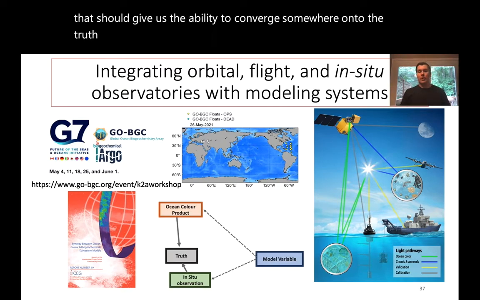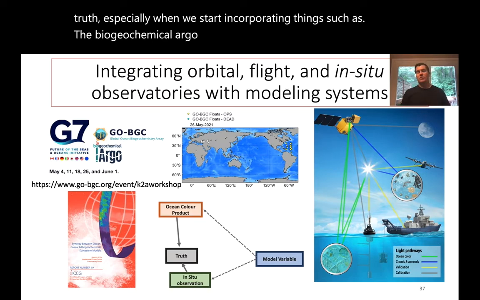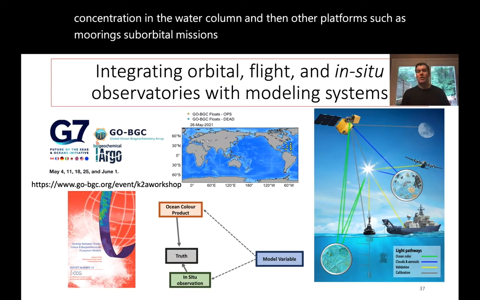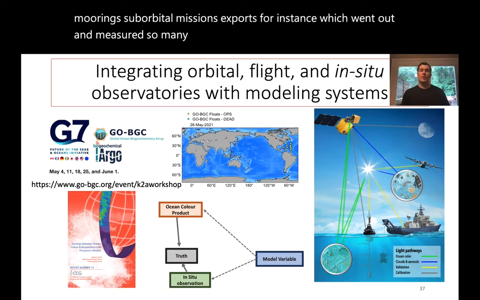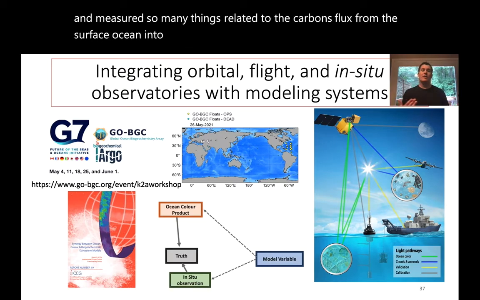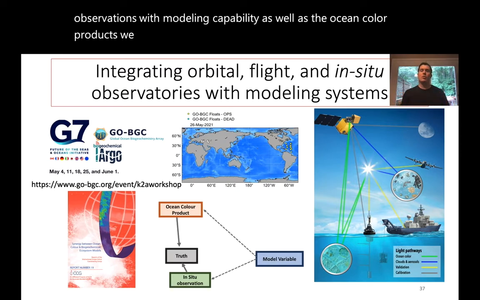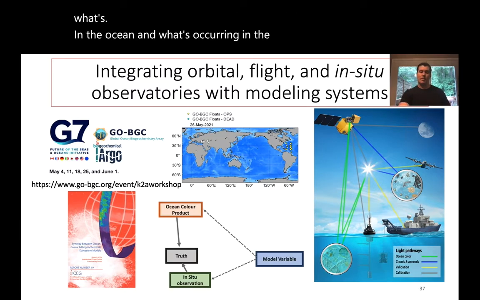especially when we start incorporating things such as the biogeochemical Argo fleet, which will give us optics as well as concentration in the water column, and then other platforms such as moorings, suborbital missions, EXPORTS, for instance, which went out and measured so many things related to the carbon's flux from the surface ocean into deep, where by incorporating the in-situ observations with modeling capability as well as the ocean color products, we will be able to converge somewhere onto the truth of what's in the ocean and what's occurring in the ocean at any given time.